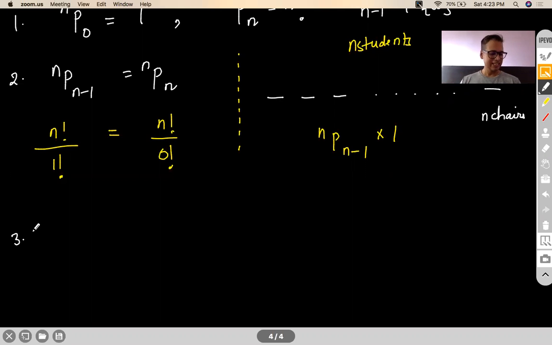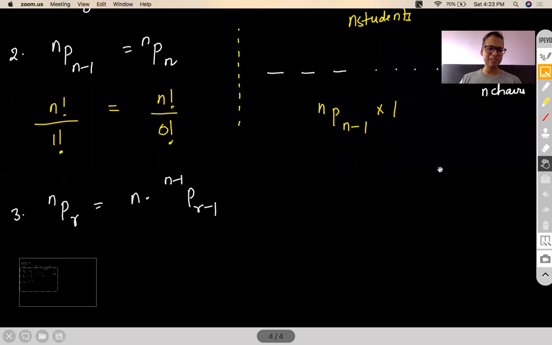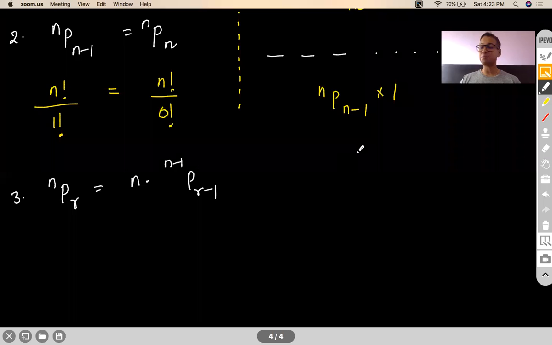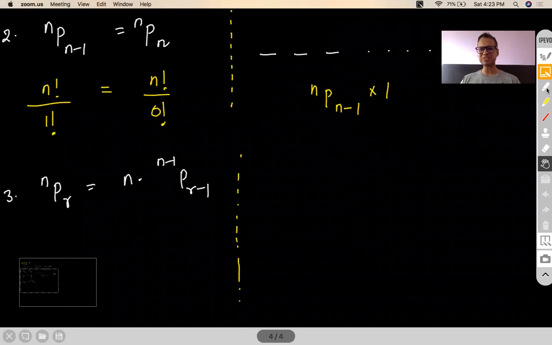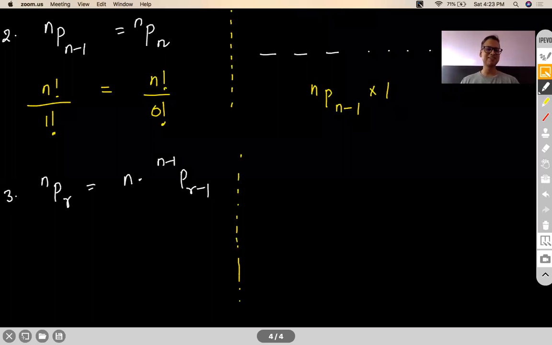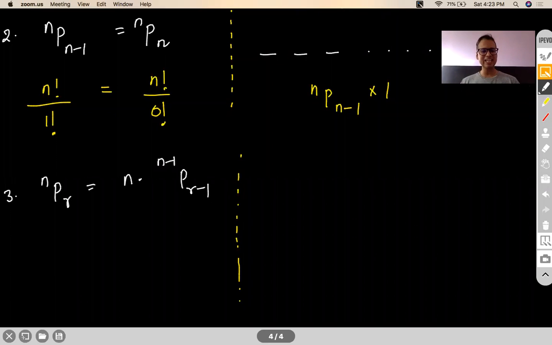Okay, next one, I would like you to note down a very important property. nPr is n times (n minus 1)P(r minus 1). Now I know each one of you can prove this by using your formulae, but I want you to give me a logical proof for this. Can anybody give me a logical proof for this? Just by logic, prove it. nPr is n times (n minus 1)P(r minus 1).